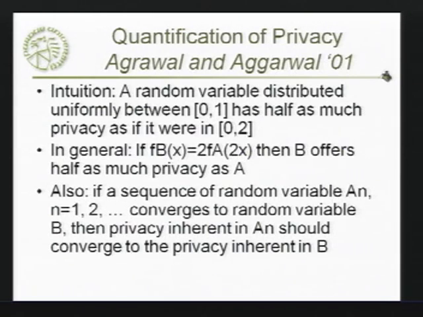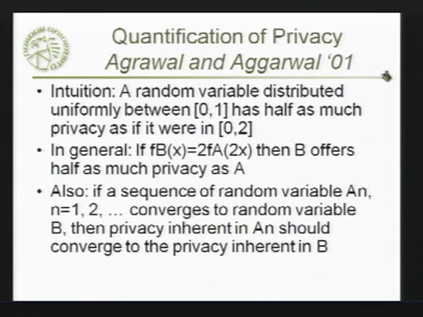Well, the following year, people looked at Srikant and Agrawal's paper and said their notion of privacy and how much privacy they're getting doesn't make a lot of sense. And they came out and said, we want something that is much more intuitively reasonable. So their intuition was, if I add a number randomly selected between 0 and 1, versus adding a number between 0 and 2, the first is going to give me half as much privacy. So I want a measure that's going to capture that notion.